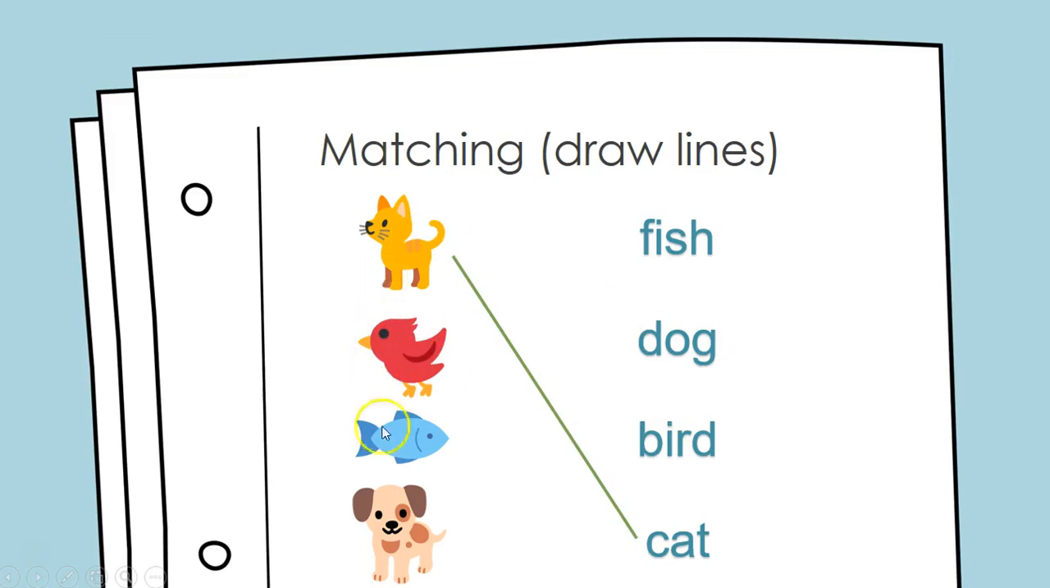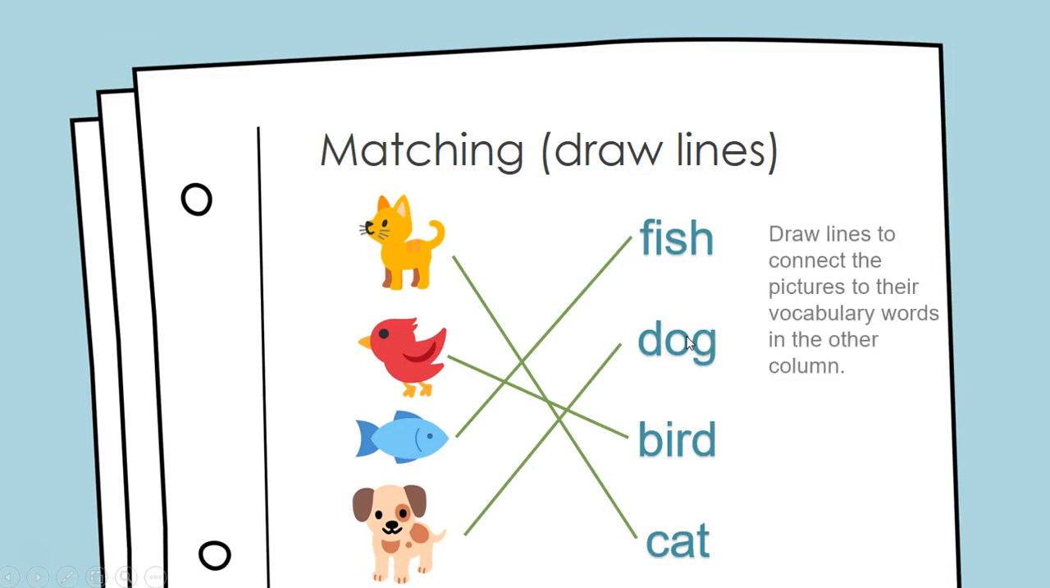Next, and then we'll just go down the column. Bird. Next is fish. And last, that means the last entries in each column, dog, dog, they have to match. Good. So instructions may look like draw lines to connect pictures. So drawing lines, these are lines. They are connecting point 1 and 2. So to connect the pictures, these are our pictures, to the vocabulary words. These are our vocabulary words in the other column. So this is one column, this is 2 columns.